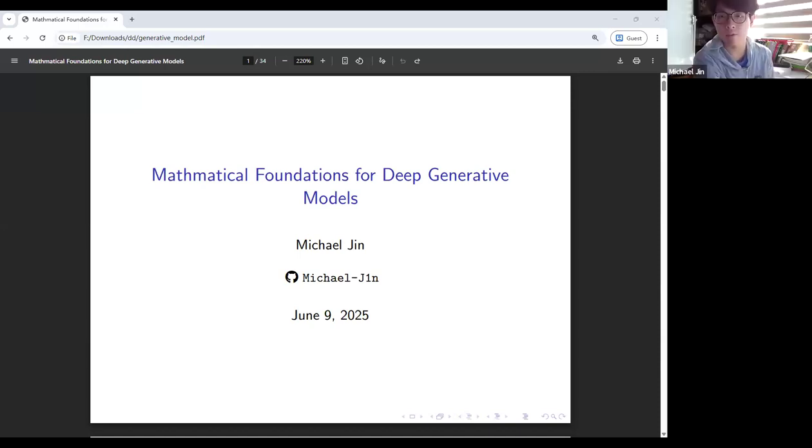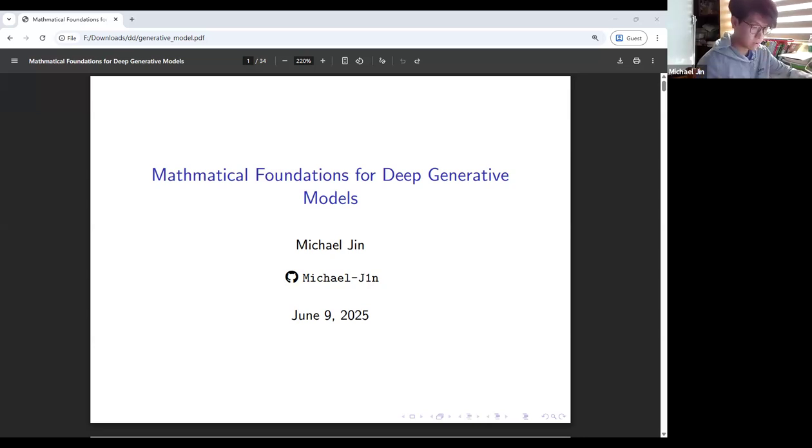Okay. So, hi everyone. My name is Michael, and today I'm going to talk about the mathematical foundations for deep generative models. It's a really important part of generative models research. Today, the math foundations are mostly about the linear algebra and the probability theory behind it. It will not be very hard, but you can see some very good insights from them.